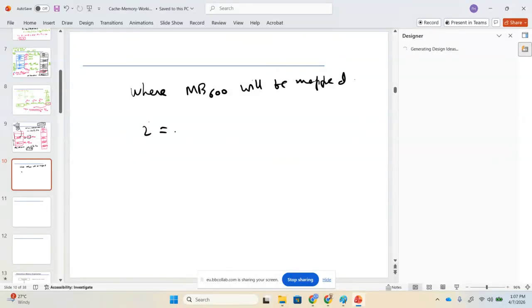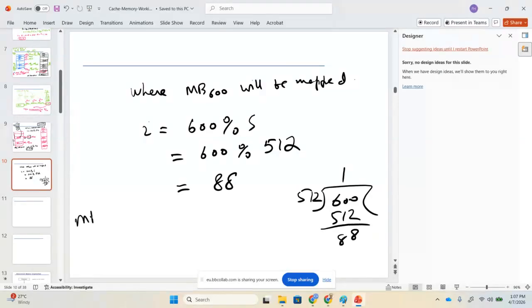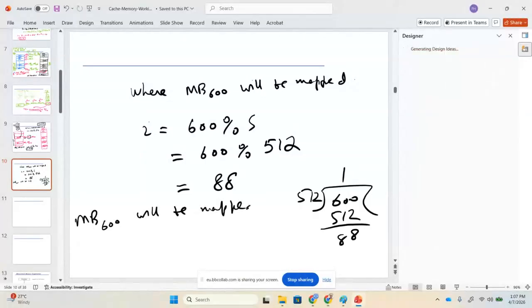So now we want to find the index, which is 600 mod S, and S in this example is 512. And it is actually 88. Why 88? This is 600, and we divide it by 512, and the remainder is 88. So MB600 will be mapped to set number 88. Got it or not got it?